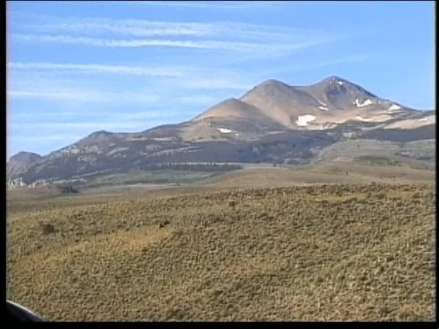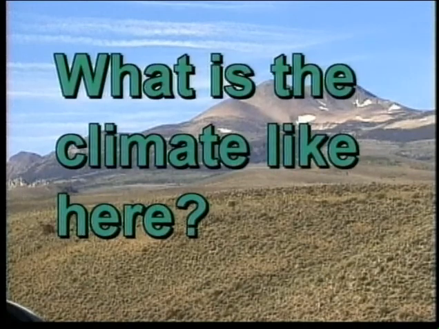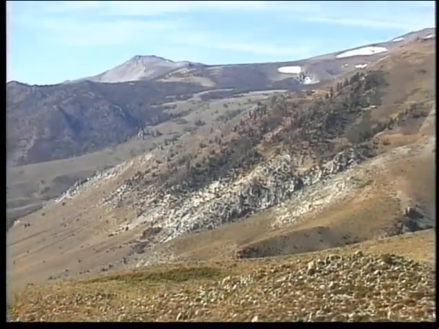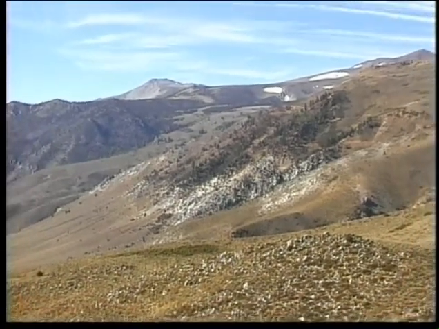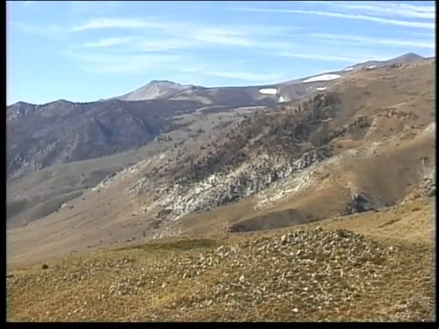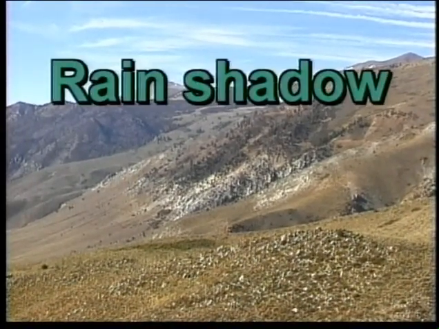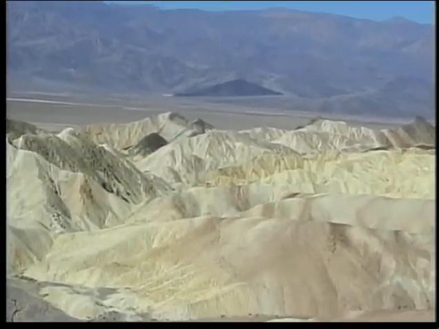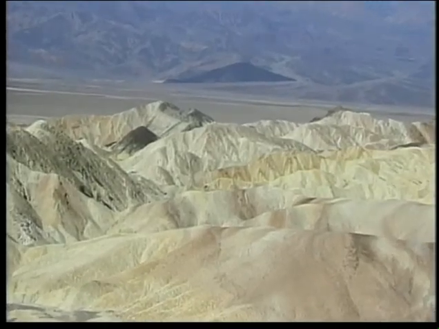You decide. What is the climate like here? Here, it's quite dry. This dry region on the leeward side of the mountains is referred to as a rain shadow. This rain shadow extends well into Nevada, forming the Great Basin and the Mojave Desert.